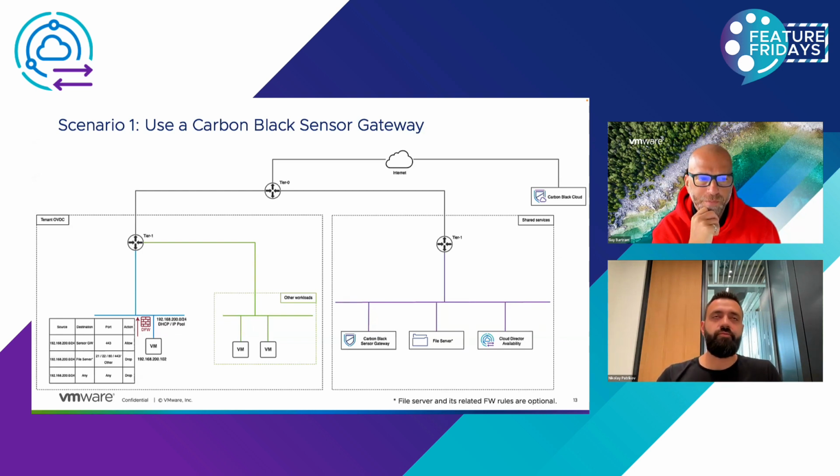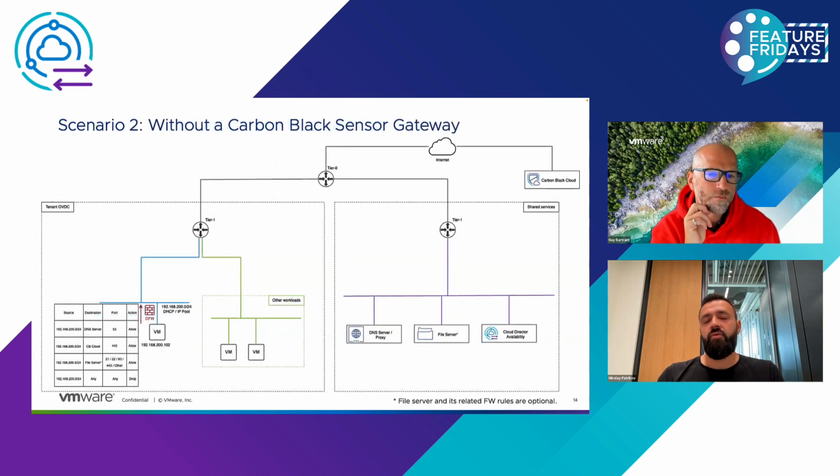Yeah. So with that, we have the shared services, as we call them. It's not mandatory that they share the same network. They should, of course, have all the routing in place to be able to access the different components. But we have the Carbon Black Sensor Gateway, the file server, which is totally optional, as mentioned, and the Cloud Director Availability, with the Carbon Black Cloud. So from the sensor gateway, we must provide connectivity to the Carbon Black Cloud.